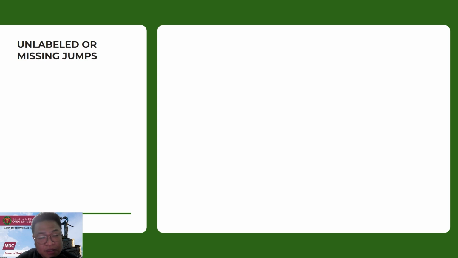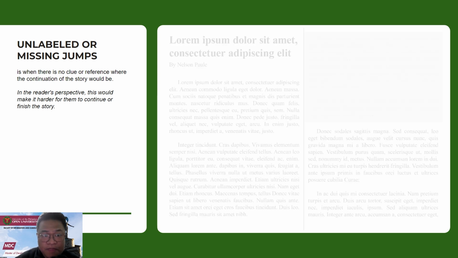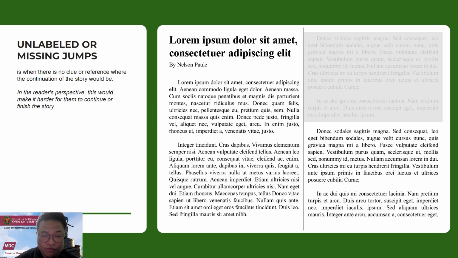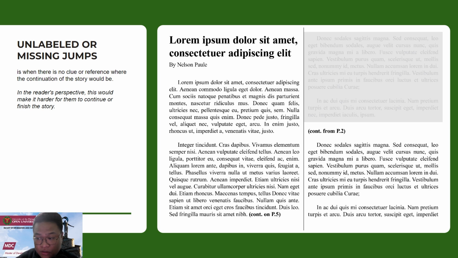Unlabeled or missing jumps is when there is no clue or reference where the continuation of the story would be. In the reader's perspective, this would make it harder for them to continue or finish the story. We can avoid this by thoroughly reviewing the material and by adding correct references and labels to stories that would need continuation.